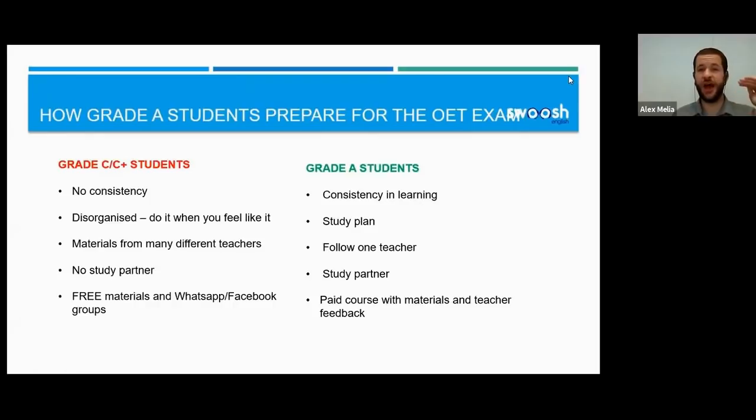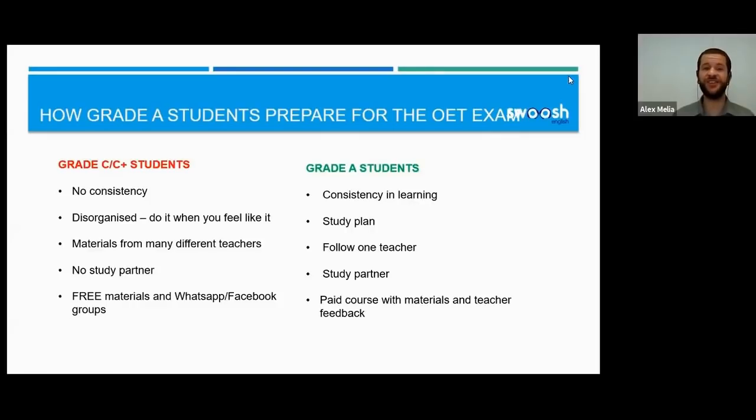And so you can see how bullet point 1 under the grade C student compares to bullet point 1 of the grade A student, and so on and so forth. And I'll tell you, because we've been doing OET for a long time now, we've had hundreds and hundreds of passes, and we're constantly looking at what it is that grade A students are doing that is different to the students who are getting grade C's and C pluses many times.